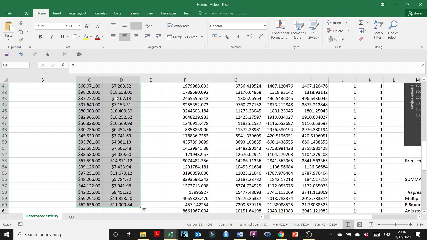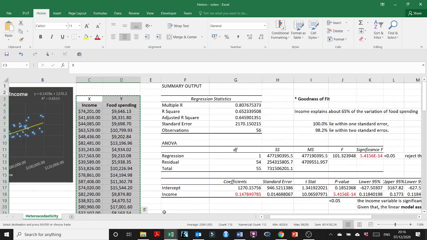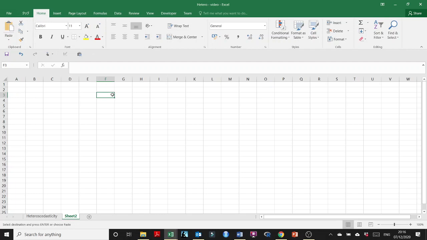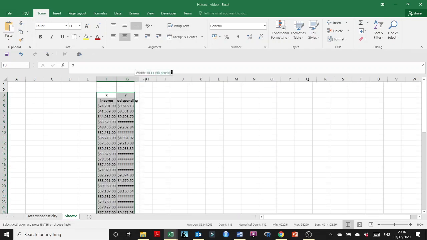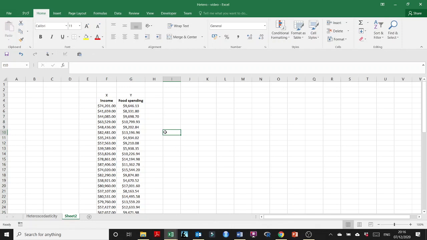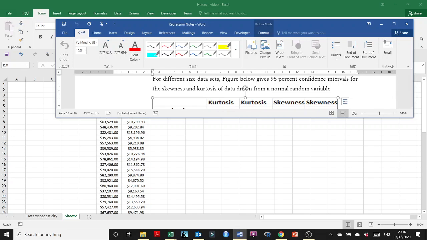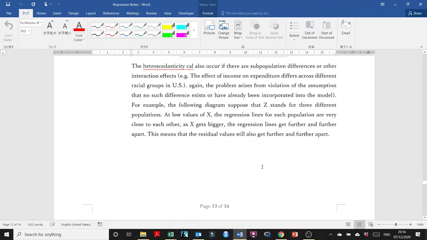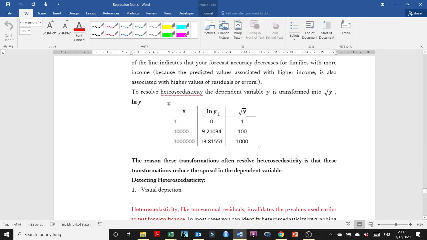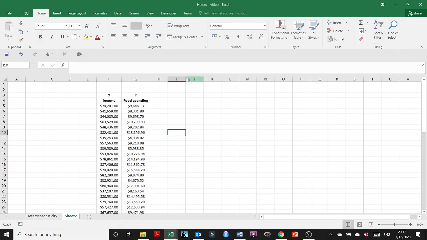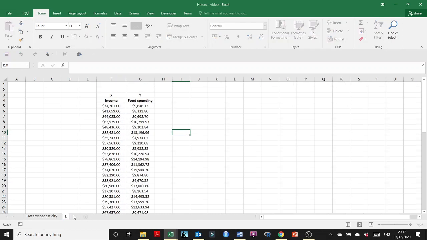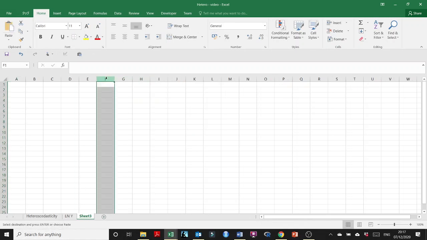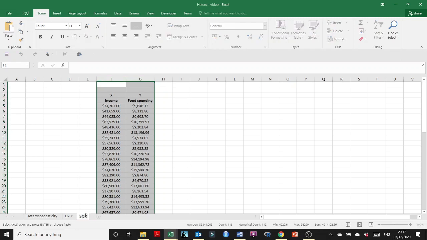Because of this heteroscedasticity, I'm not going to waste my time and actually check the multicollinearity. So over here, there are two ways to work around heteroscedasticity. As explained in my notes, guys, the first way is transforming the y variable to the natural logarithm, or to take the square root. So let's work with the first one, the natural logarithm of y. And let's work with the square root of y as well.